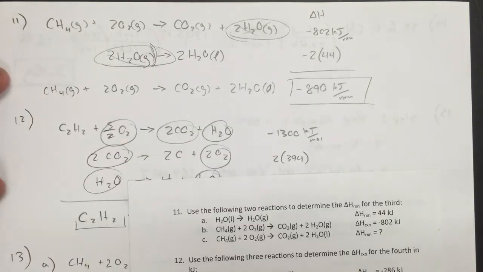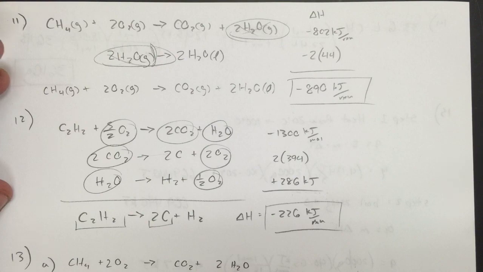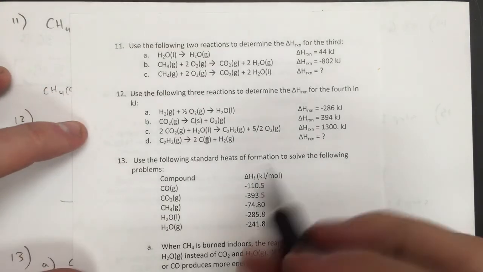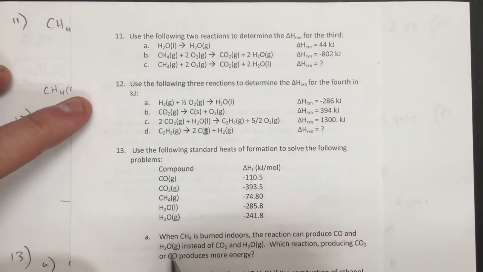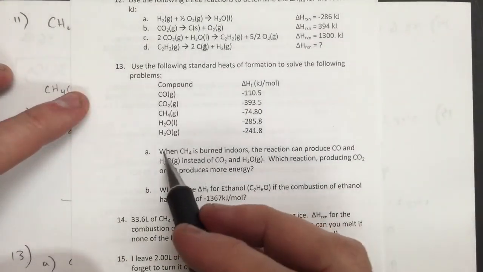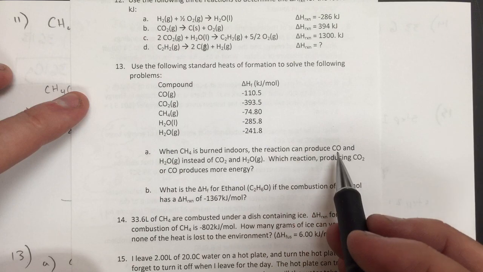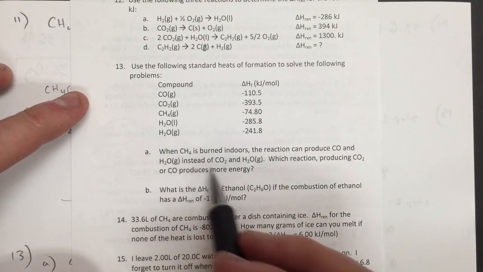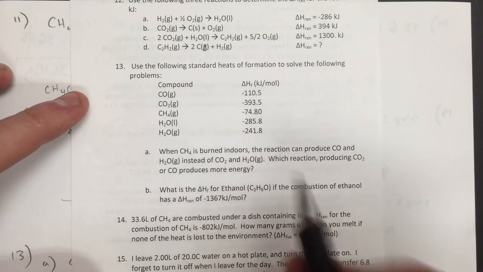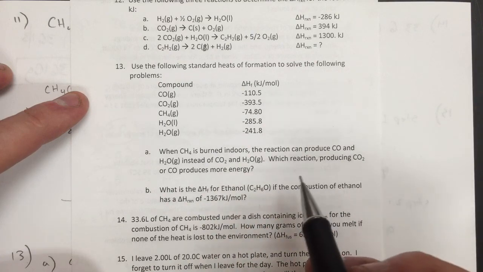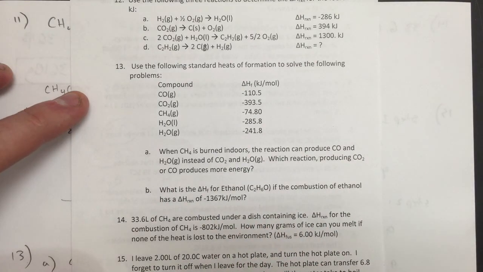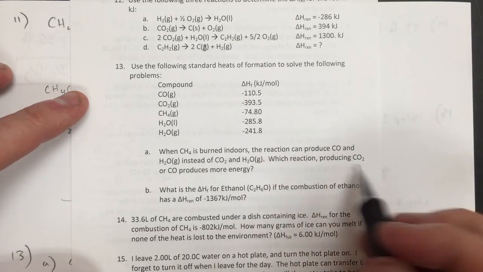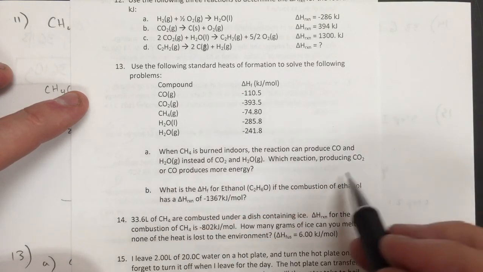All right, so number 13, we use the heats of formation to solve the following problems. So first one, in 13, when CH4 is burned indoors, the reaction produces carbon monoxide and water instead of carbon dioxide and water, because we're starving it of oxygen. It consumes the oxygen in the surrounding environment, and then it burns not as efficiently. Which reaction, producing carbon dioxide or carbon monoxide, produces more energy?